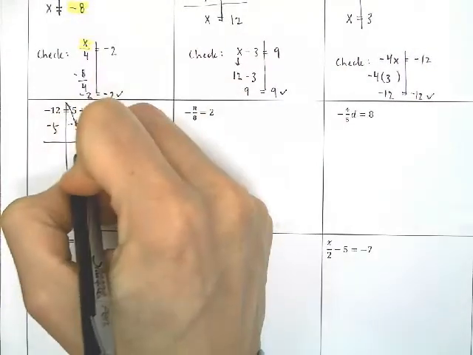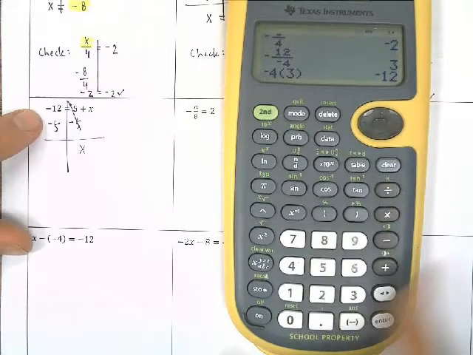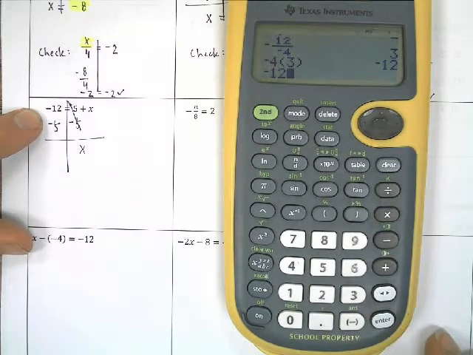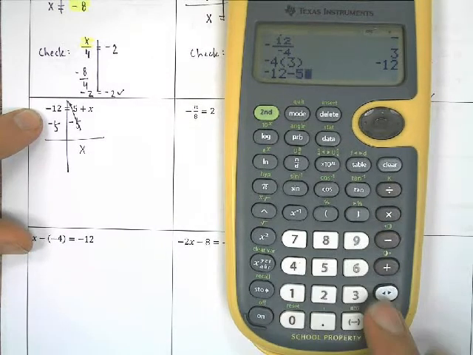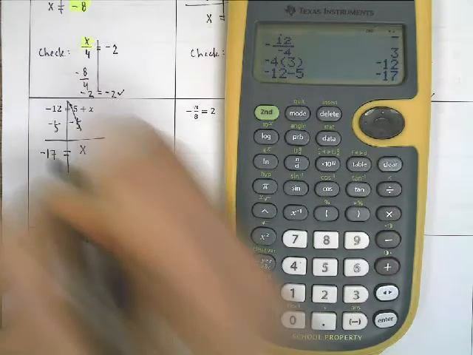So now my 5's cancel, and I have an x. And now I'm going to put this in just how I see it. I have a negative 12 minus 5. And I get x equals negative 17.